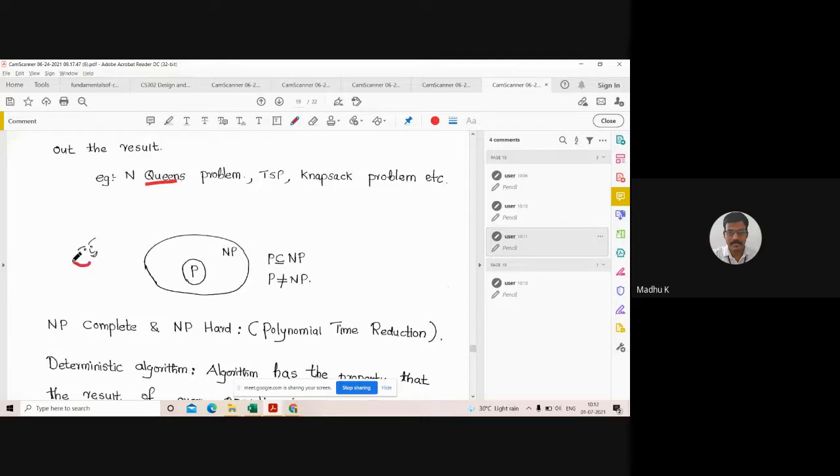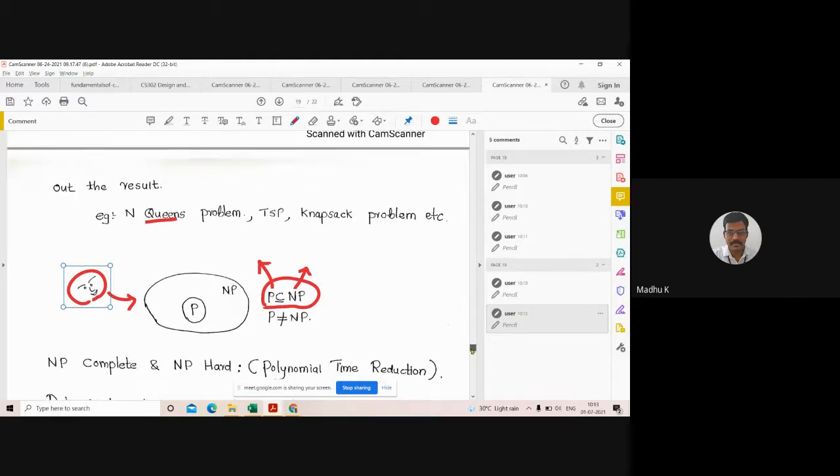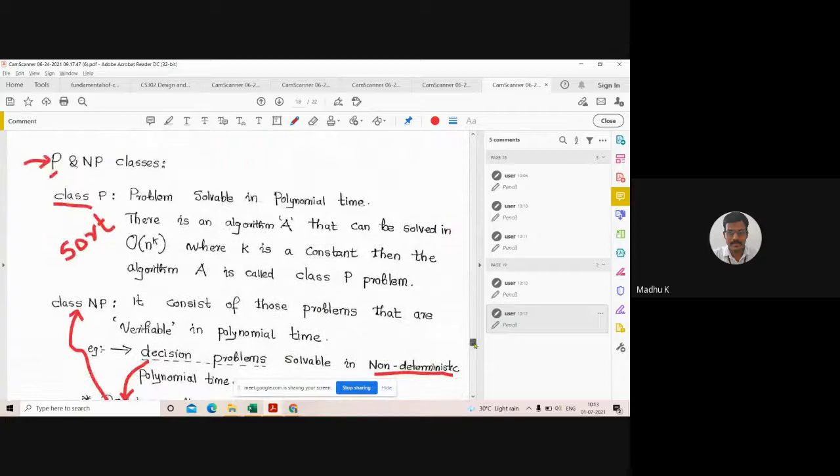Then this is an important property. Just note this figure, which means P is a subset of NP. P is a set of problems that is solvable in polynomial time, and NP is a set of problems that is verifiable in polynomial time. Then we can find this relation: P is a subset of NP, and graphically or pictorially we can represent it in this way. That is about the P class and NP class. This is just a descriptive topic only.